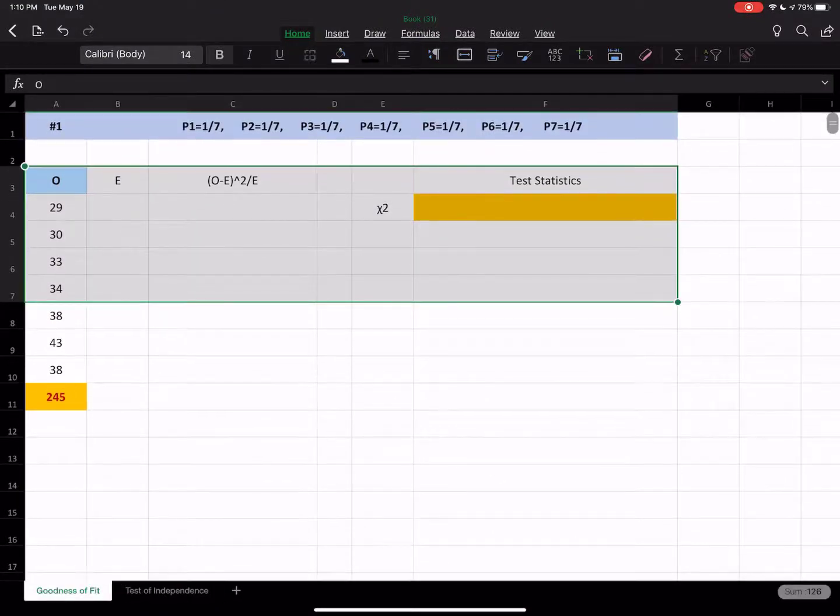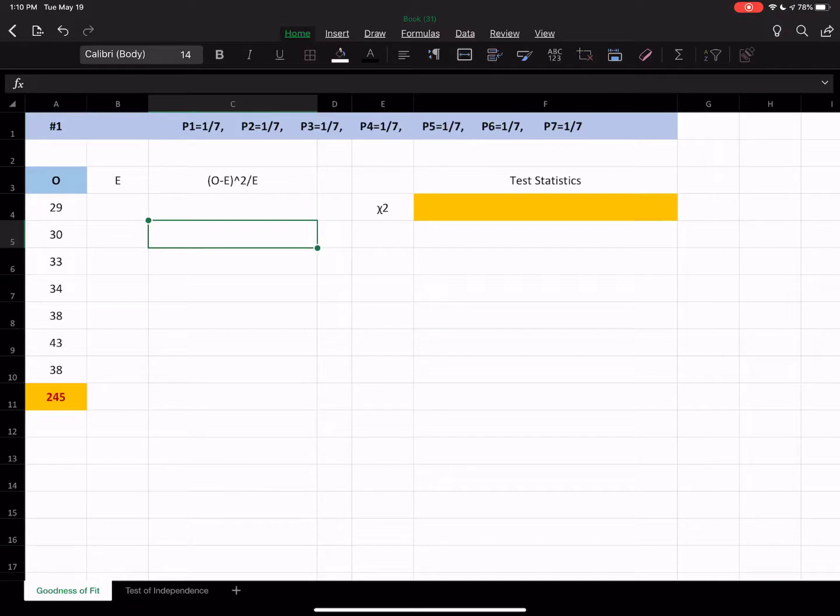All right, so my test statistic here I'm going to calculate for you. This is the first problem out of the worksheet, so I've written here for you so you recall that P1 is 1/7, P2 is 1/7, P3 is 1/7, P4, P5, P6, and P7.